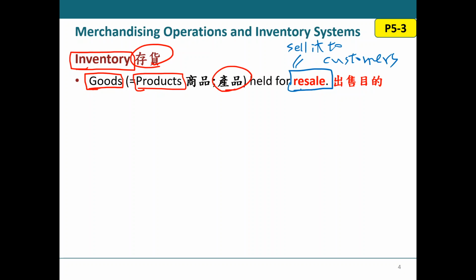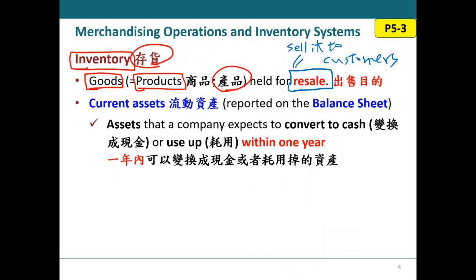So inventory, what kind of benefit can you get? In the future, when I sell it to customers, I will get some cash, right? So you will get some future economic benefit when you sell your inventory to customers. Okay? So that's why it's your asset. So inventory is our asset.